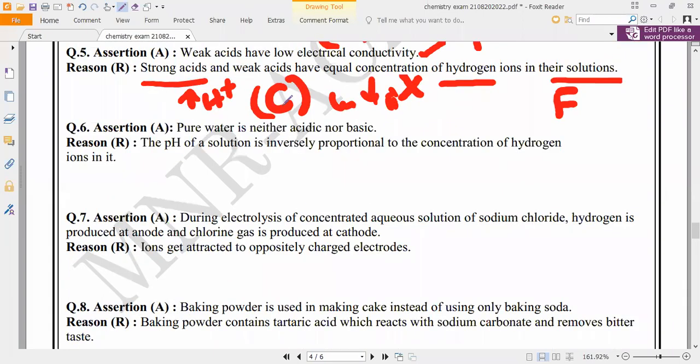Next. Pure water is neither acidic nor basic. True. Very good. True, sir, because it is a neutral substance. Is it yes? Yes, neutral, sir.